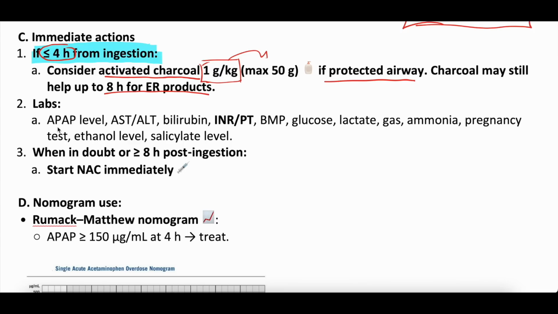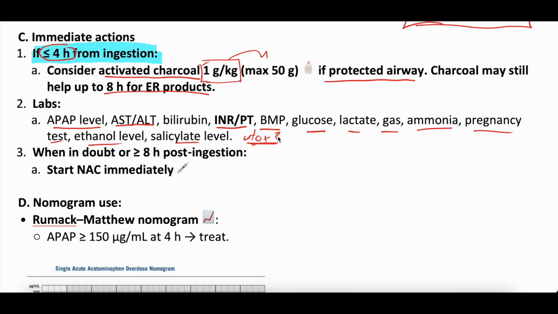Get your labs, right? Get a Tylenol level, get your liver function tests, get coags, get a metabolic panel, glucose, lactate, blood gas. Ammonia is not unreasonable. If they're female, get a pregnancy test, look for co-ingestions with an ethanol level, salicylate level. Sometimes a urine tox screen, but this is a little question mark. Lots of negatives here. Probably could be a topic for a whole separate video.